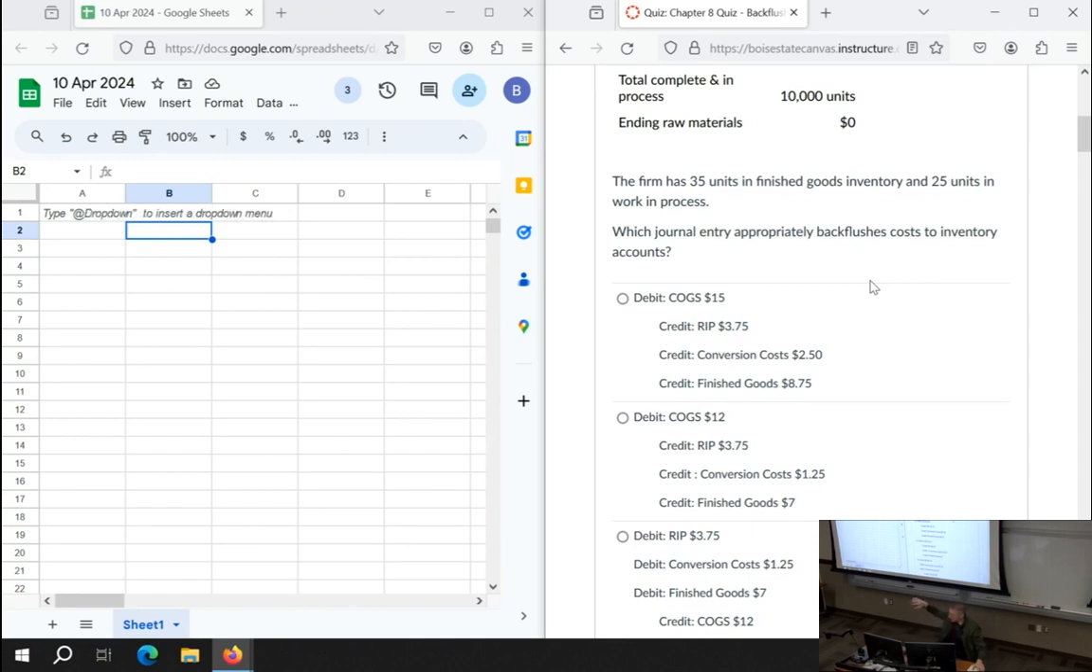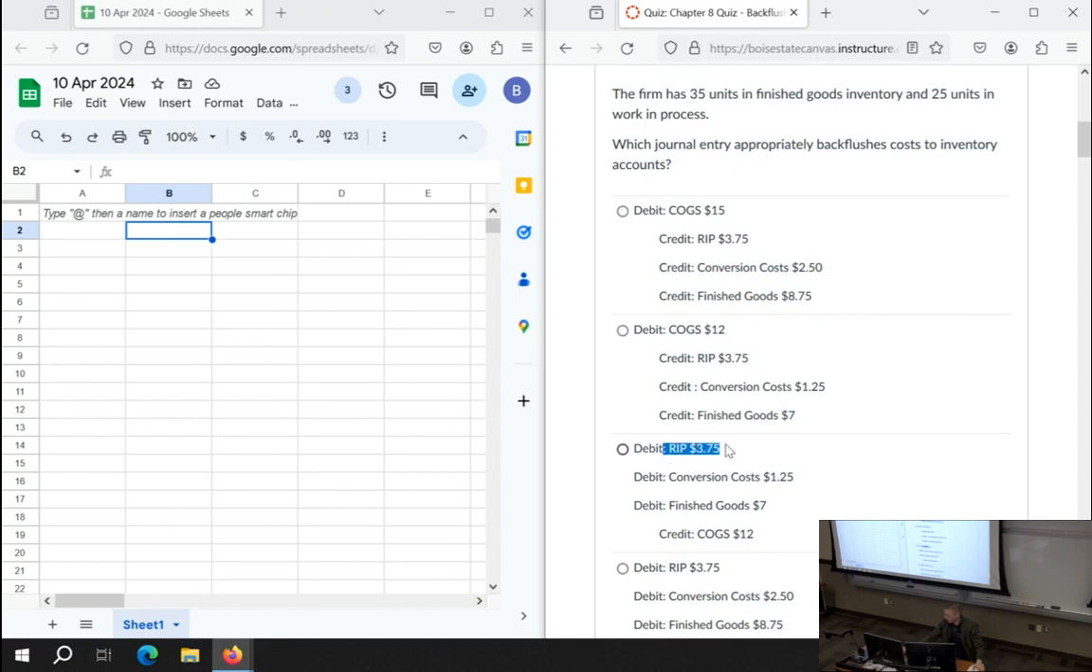So when we backflush, we're carving away some of those costs. We have to do the opposite of that. We're crediting cost of goods sold. And if it helps, we're also putting the right cost into the inventory accounts.